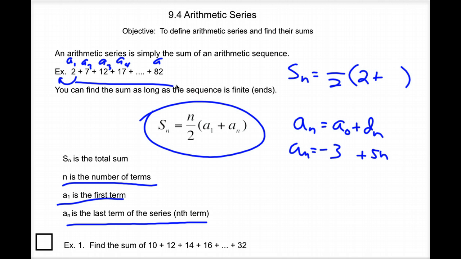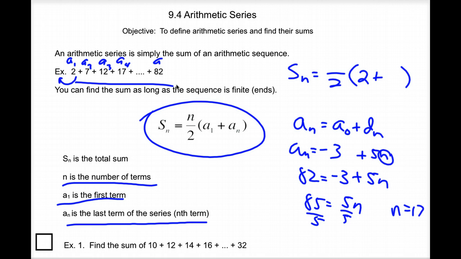I can use that now to figure out where 82 is in the mix, because I want to know where 82 is so I can plug it in for n. So I want to solve for n. I want the 82nd term, I mean, I want to know where 82 is. So add 3, divide by 5, and I find out how many times 5 goes into 85. Looks like 17 times. So n is 17, and 82 is the 17th term.